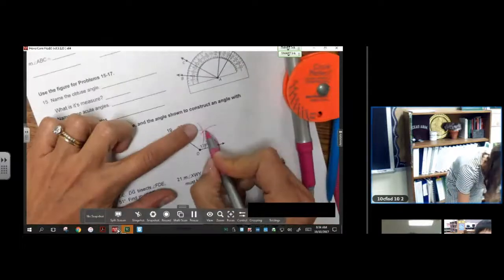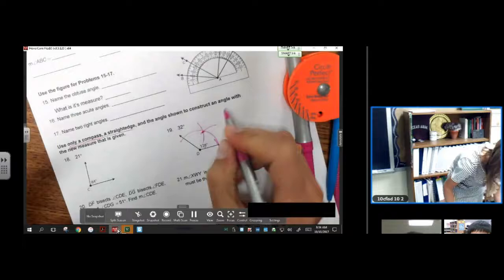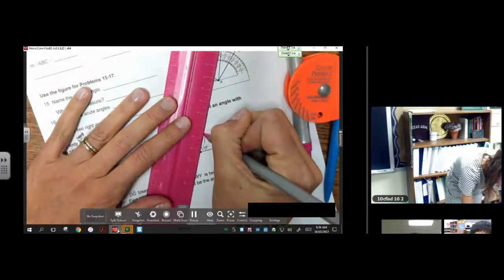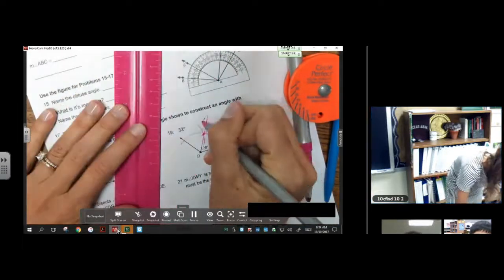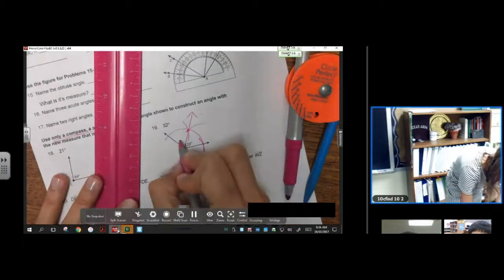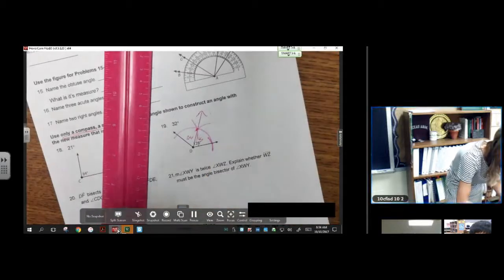These two guys cross. They cross once and only once. They cross right here. I'll put a dot there. So then I go through my vertex and through my new dot. So I have now created 64 degrees and 64 degrees. So now I need to do it again.